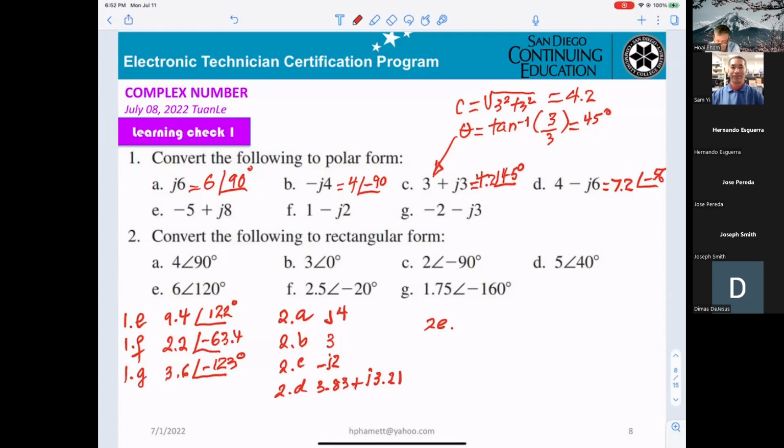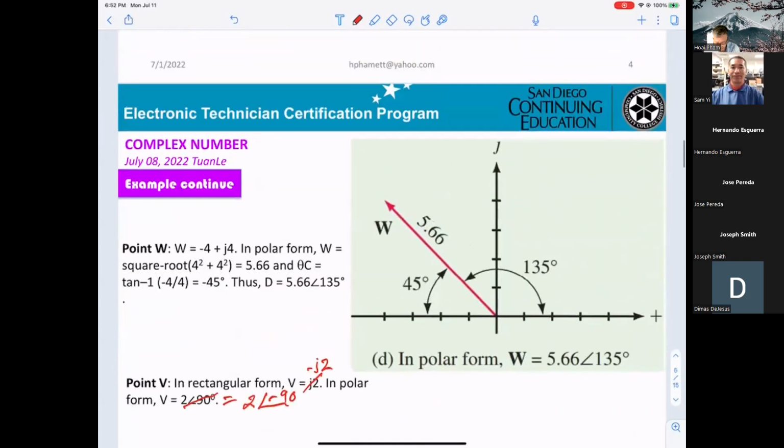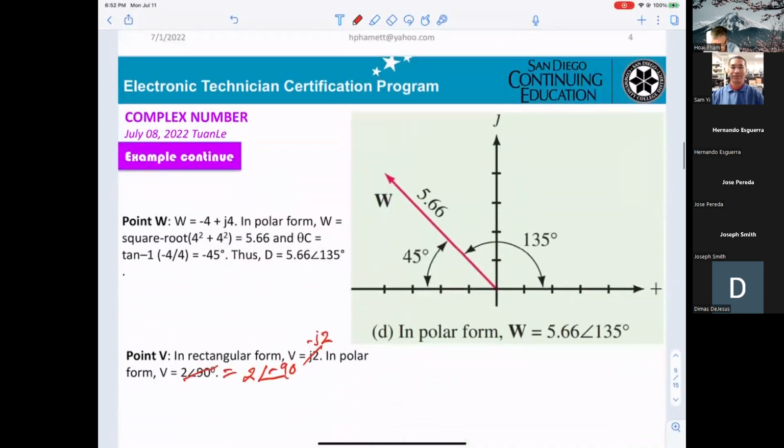If you want to convert polar to rectangular, remember we have this up here. That is for the polar, okay? And in order to calculate the rectangular, you need to calculate A equals C cosine theta, and B equals C sine theta. That's how you can get the answer.